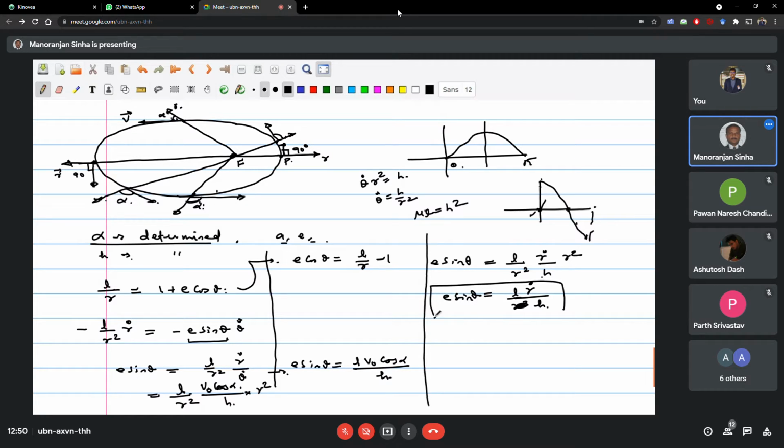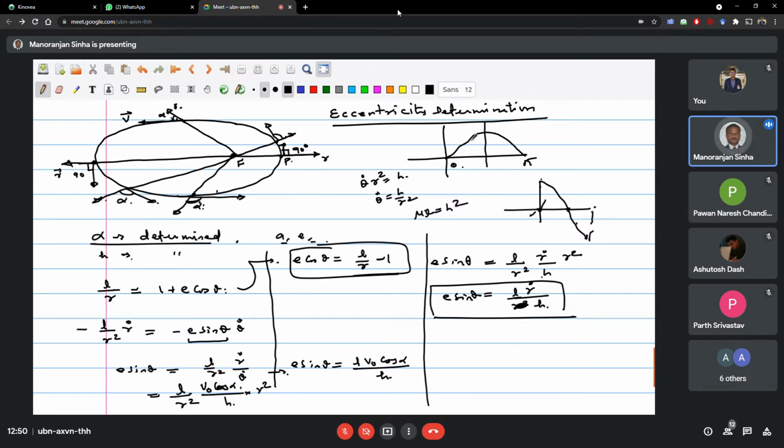And E cos theta is written here in the slide. So why are we doing this? Because we want to estimate the eccentricity here, and we are doing this in a scalar way. Eccentricity determination using the burnout data.